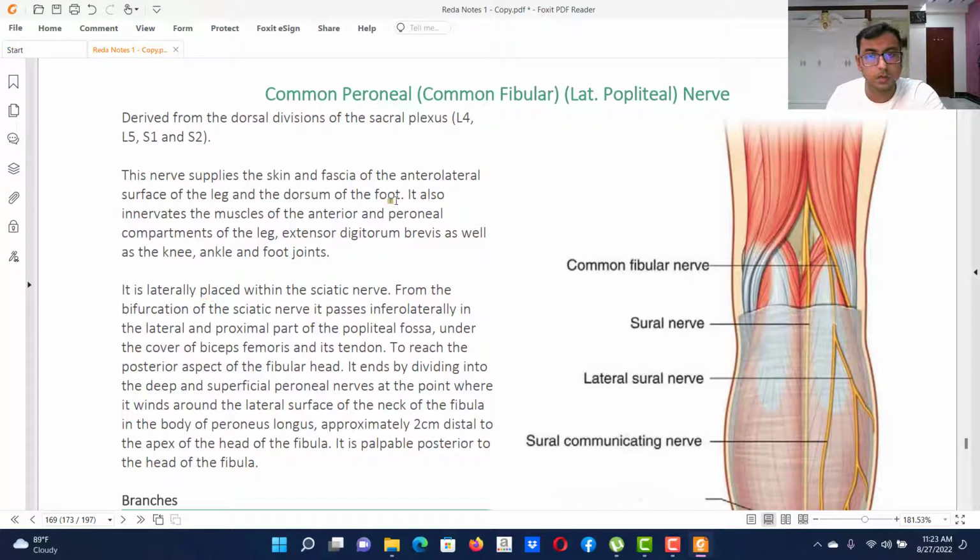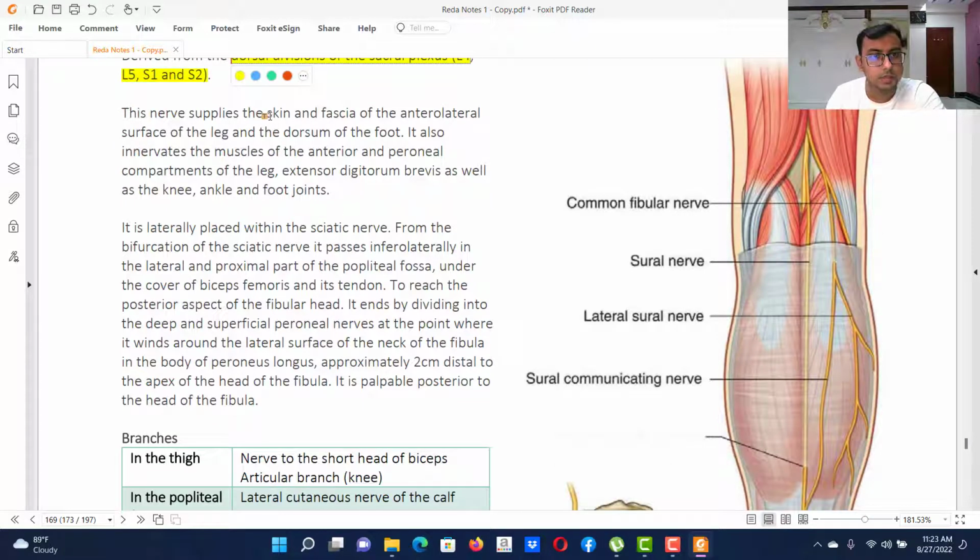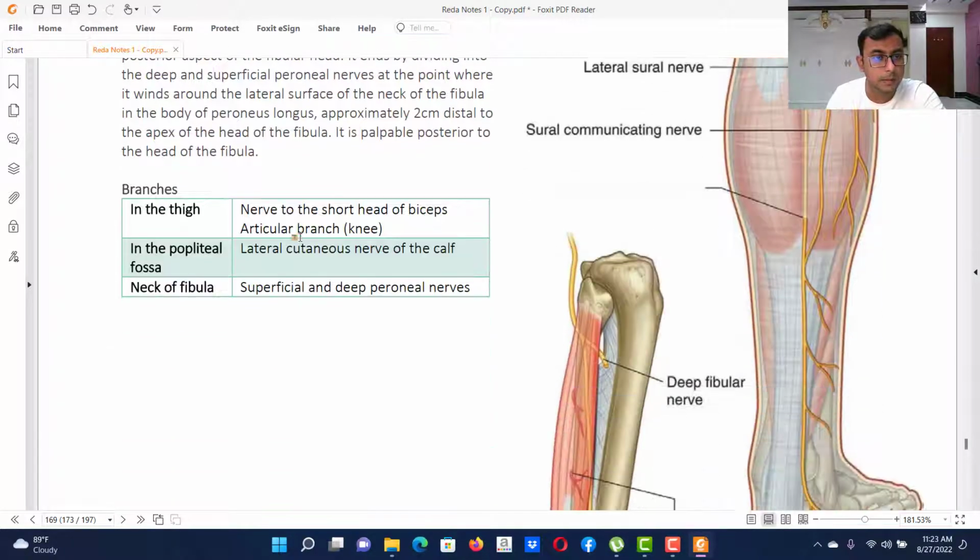Now the common peroneal nerve. The common peroneal nerve is derived from the dorsal aspect of lumbar 4, 5, S1, S2. It supplies the skin and fascia of the anterolateral aspect of the leg and dorsum of the foot. It also innervates muscles of the anterior and peroneal compartments of the leg and extensor digitorum brevis, as well as the ankle and foot joints.